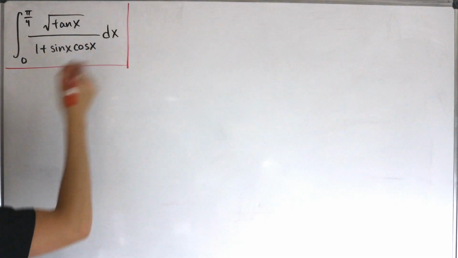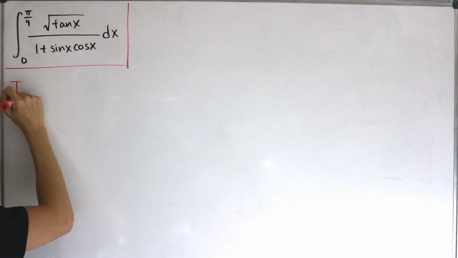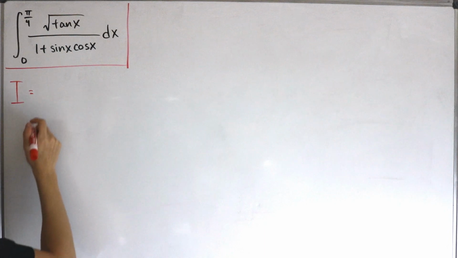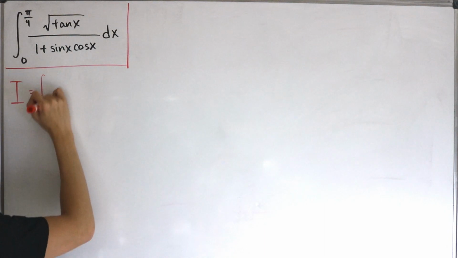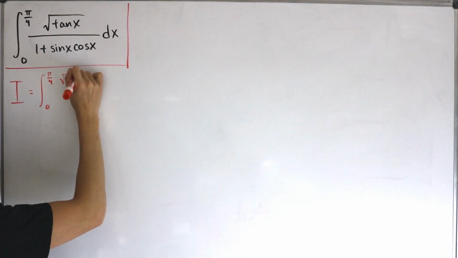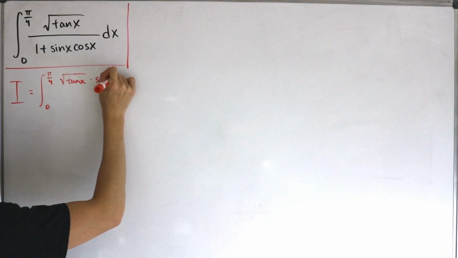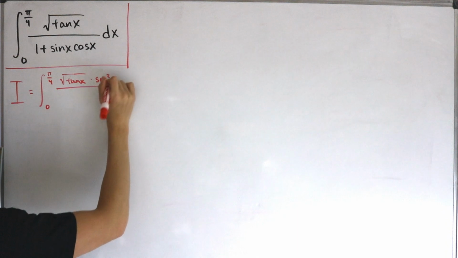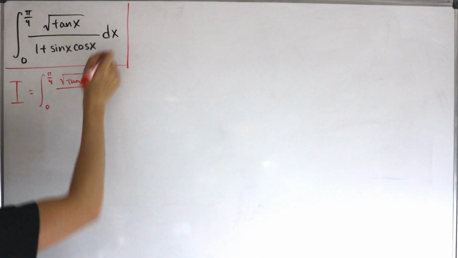First, we'll call this whole thing capital I, and then I'll multiply secant squared x to both the numerator and denominator. So the integral from 0 to pi over 4 of the square root of tangent x, multiplied by secant squared of x, and all this is divided by secant squared of x multiplied by this entire thing.